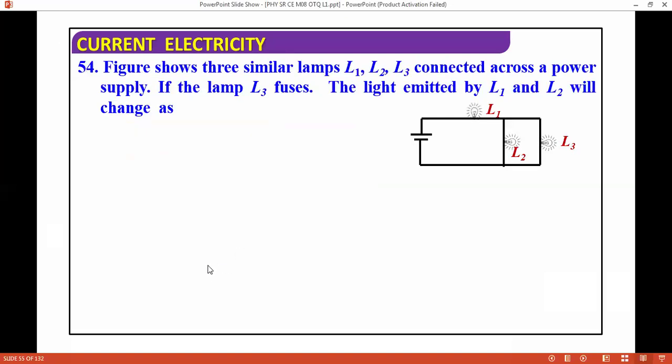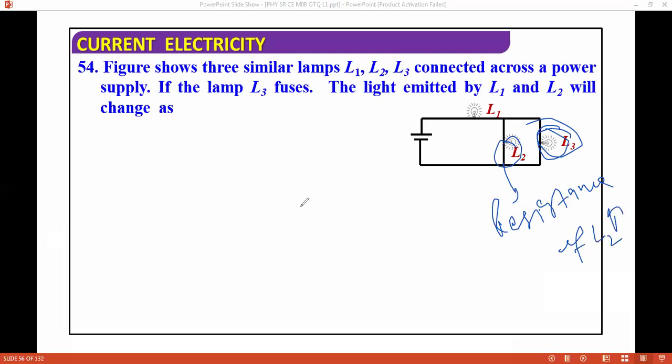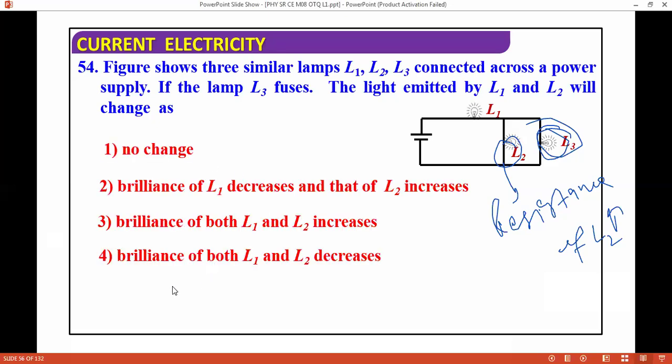This figure shows three similar lamps, L1, L2, and L3, connected across the cell. If lamp L3 is fused, the light emitted by L1 and L2 will change as. See, what will happen if L3 fuses? Resistance of L2 will increase, yes or no? Resistance of L2 will increase. So you apply this concept. I'm leaving the options to you, go through them and select the correct answer. So the correct answer will be brilliance of L1 decreases and that of L2 increases.